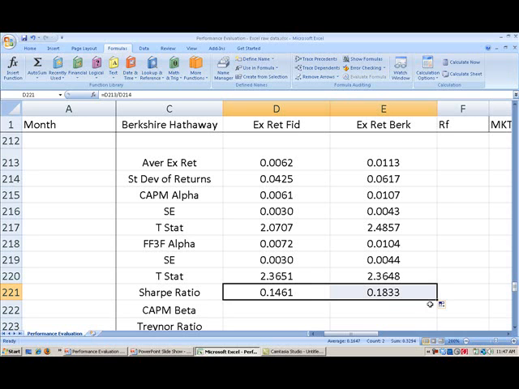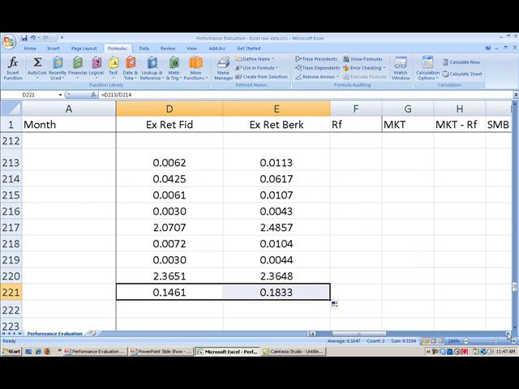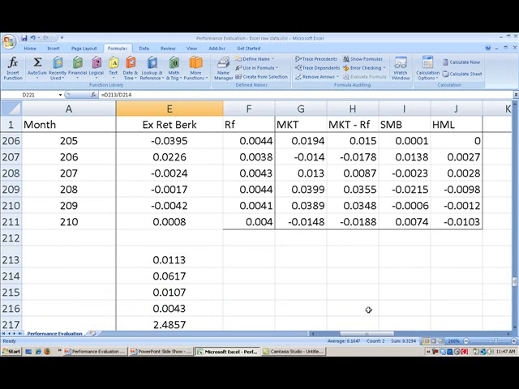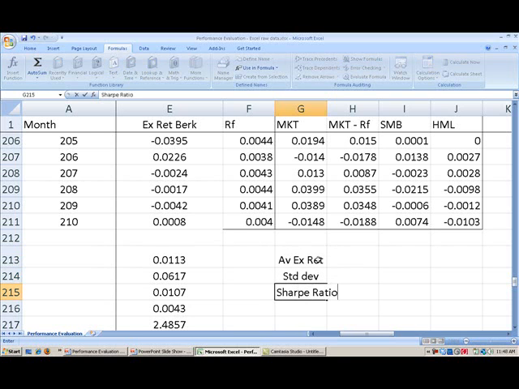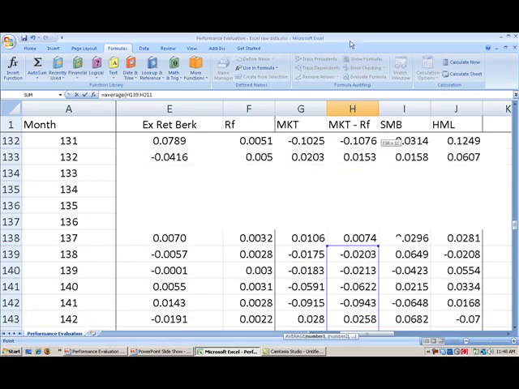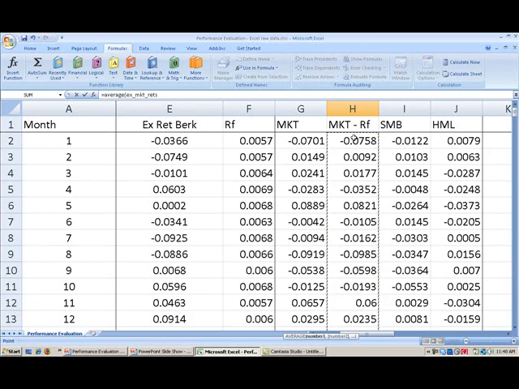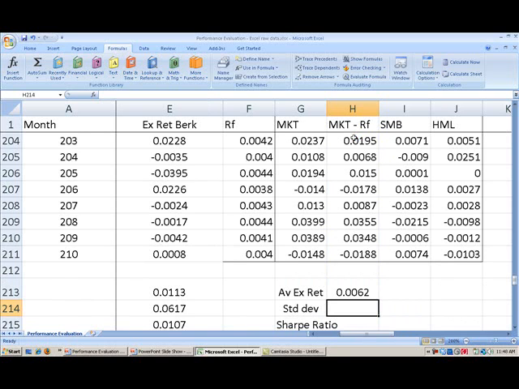How does that compare to the market? We could easily calculate the Sharpe ratio for the market. Let's do that. First, we need to calculate average excess returns. Second, we need to calculate standard deviation of the returns, and then we can calculate the Sharpe ratio. The average excess returns for the market are equal to average, and then let's select the average excess returns, which is 0.0062, so 0.6% per month.